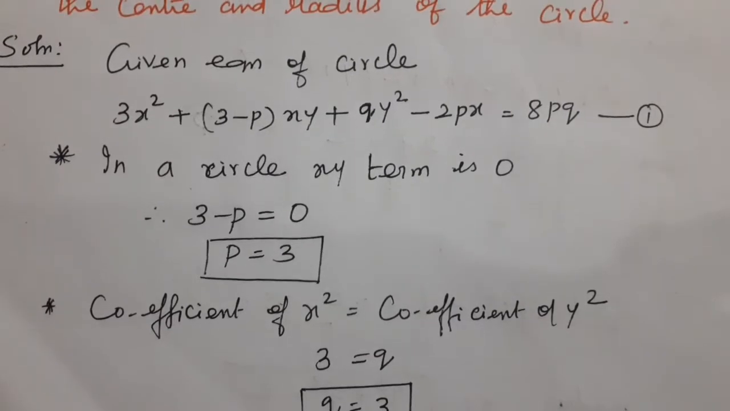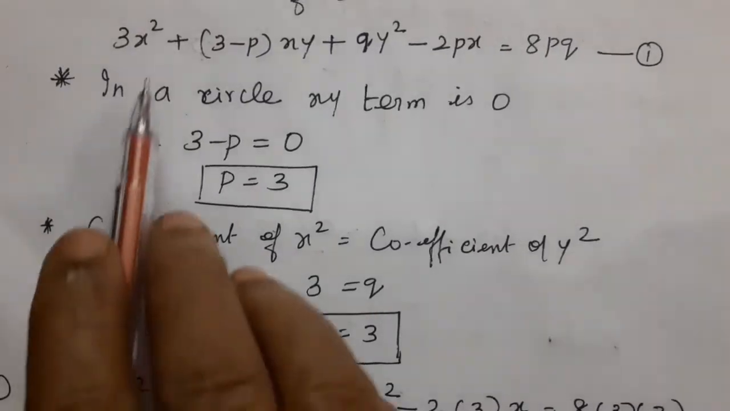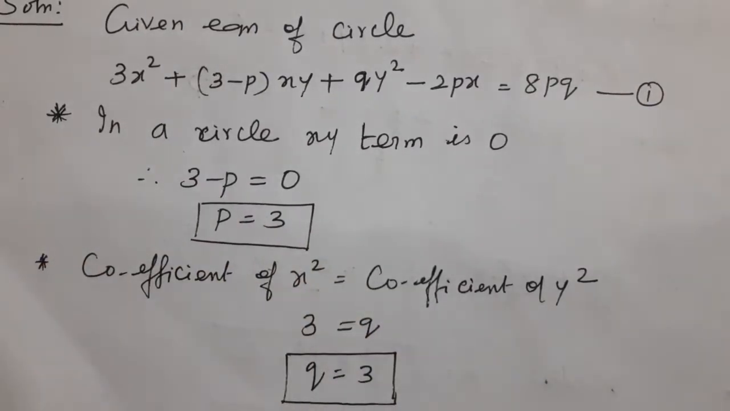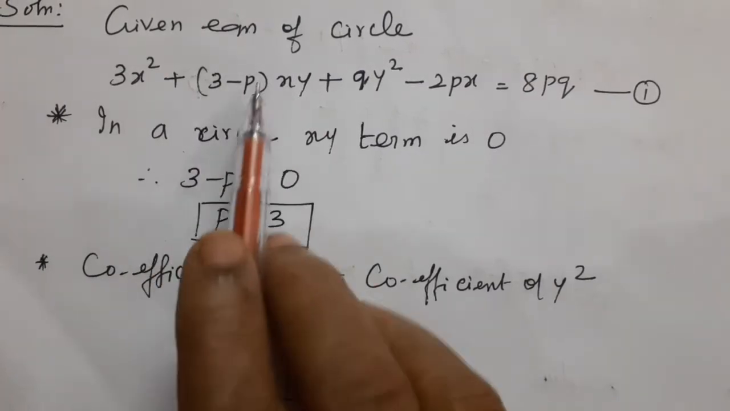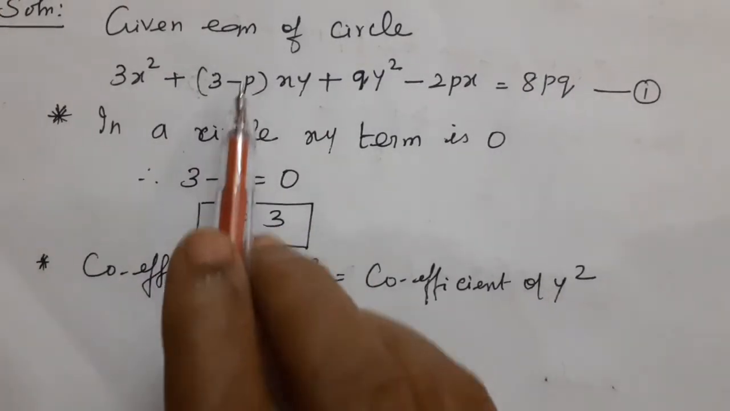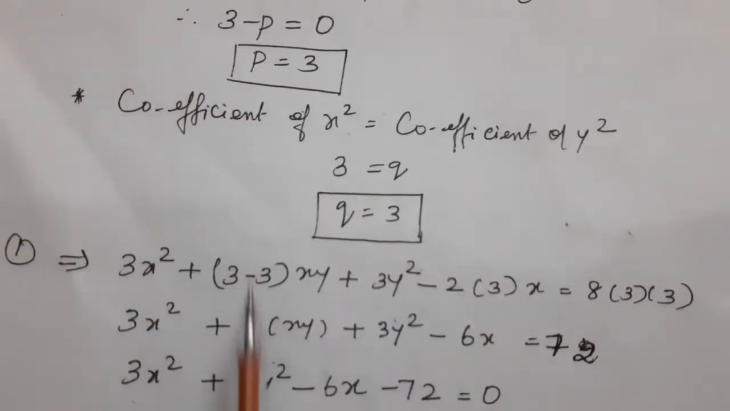Afterwards, substitute the values of p and q into the given equation of the circle. The equation is 3x² + (3 − p)xy. Instead of p, we substitute 3.